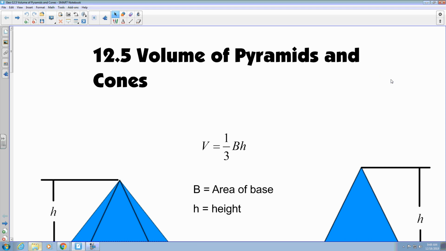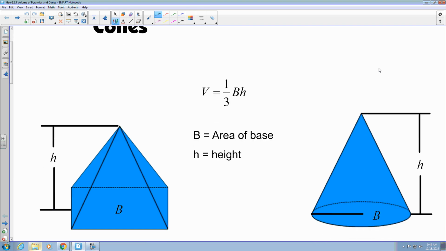All right, we're in section 12.5 where we're going to look at volume of pyramids and cones. So a little bit different formula because of the vertex on the point.